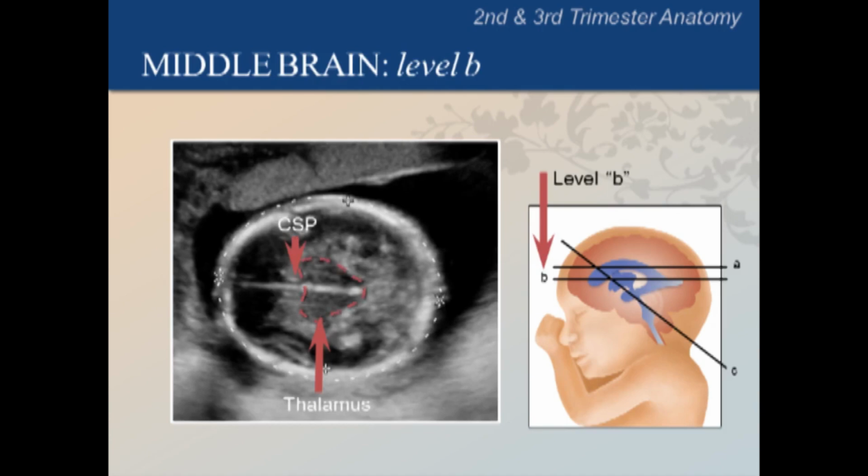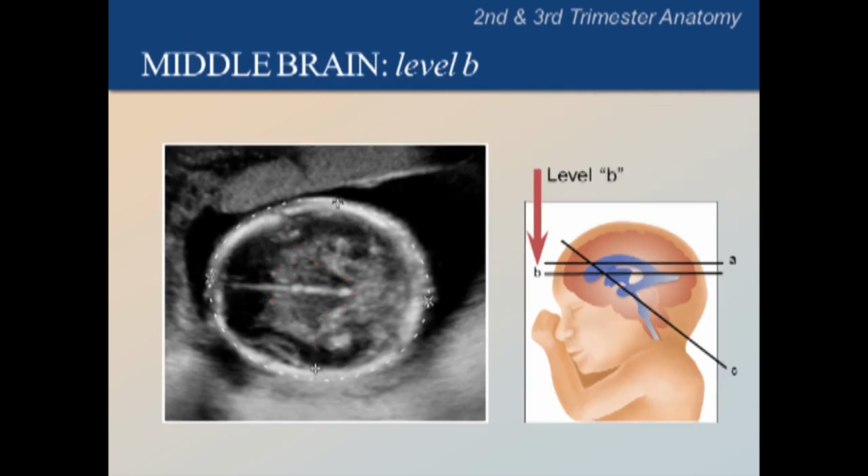The thalamus has a heart shape and may be easier to see if we outline it like this. The CSP appears as a small black box and is located just in front of the thalamus. Near the bottom of the CSP, it appears as 3 white lines instead of a black box. It may be easier to see if we outline it like this. The CSP may not be seen before 18 weeks gestation.